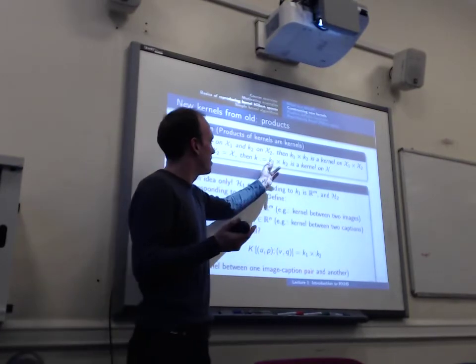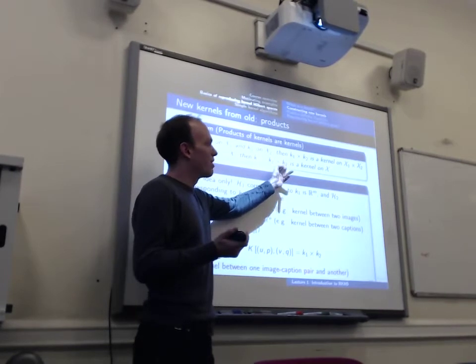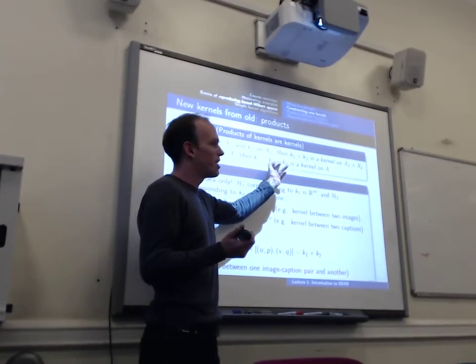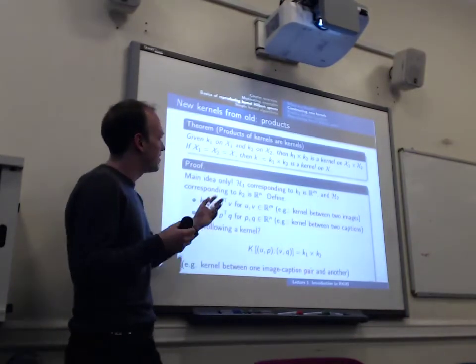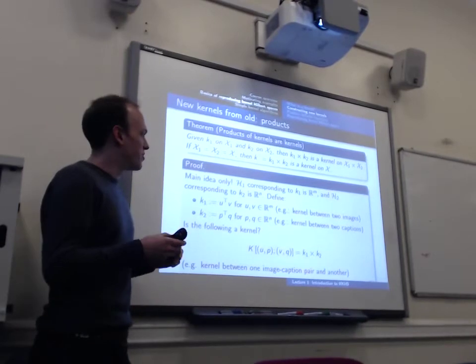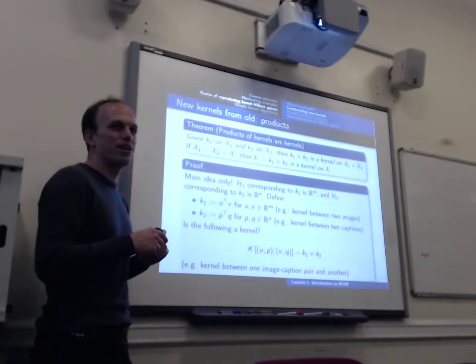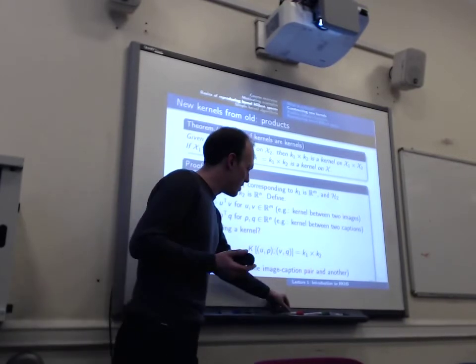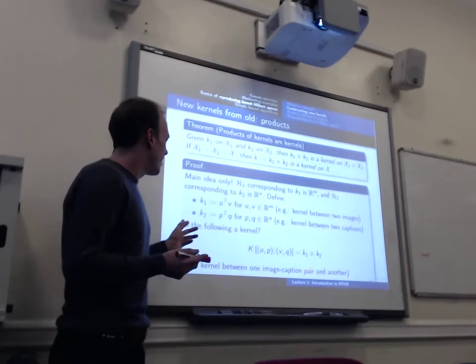Because if both of the images are similar and the captions are similar, it's going to be big. If one or the other is small, the product is going to be small. And if both of them are small, it's going to be really small. So at least intuitively, this kernel is a reasonable kernel. But what I want to know is, mathematically, is it a reasonable kernel? Okay? So I'm going to prove this, I guess, informally.